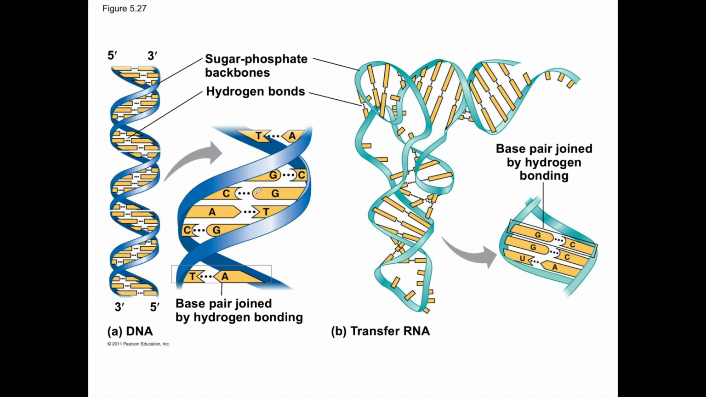Okay, so DNA is a double helix made out of two strands of DNA, and it's joined together in the middle due to complementary base pairing. A always pairs with T, C always pairs with G.